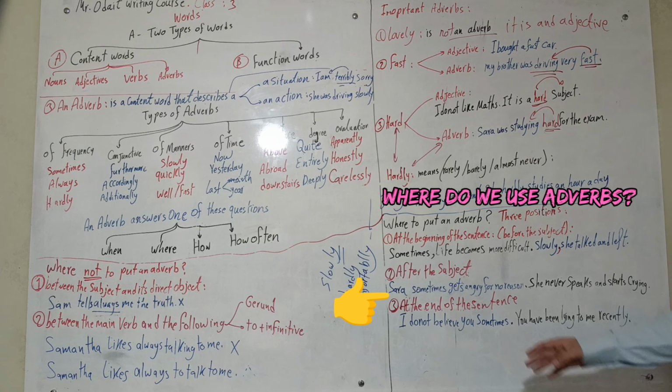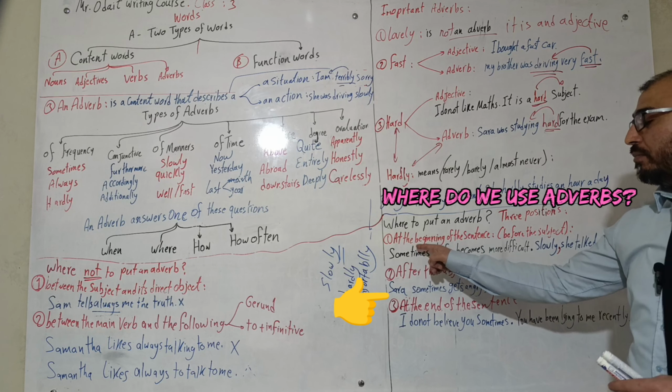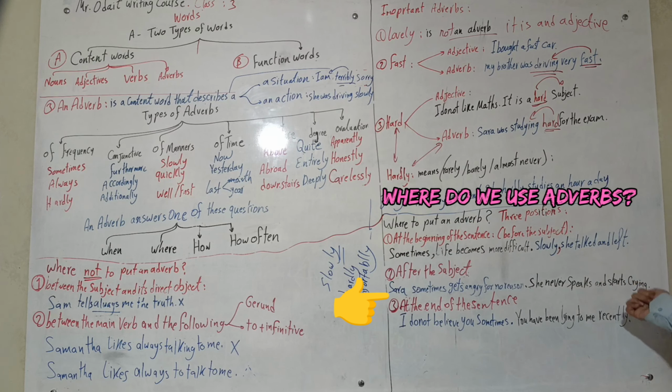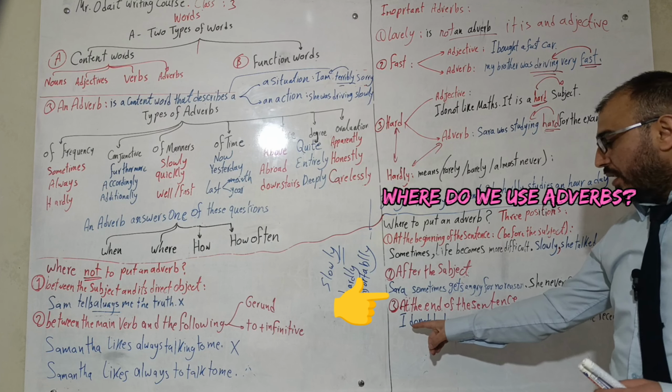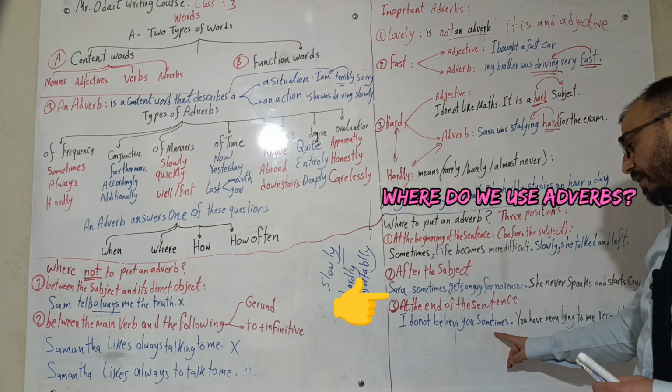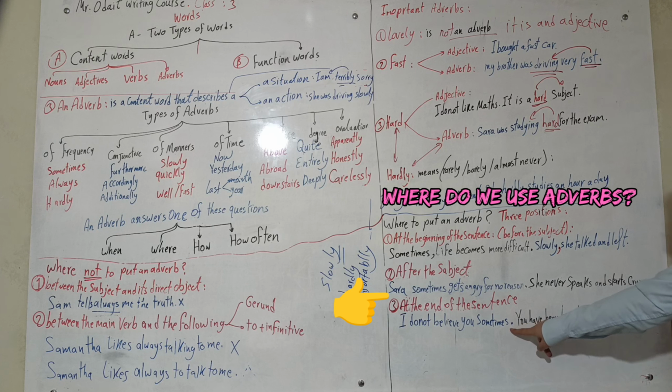The third position here, my friend, is at the end of the sentence. And again, my friends, the same adverbs that can be used at the beginning can be used at the end of the sentence. I say here, I don't believe you sometimes. I finish the sentence with a period. Then I say, you have been lying to me recently.